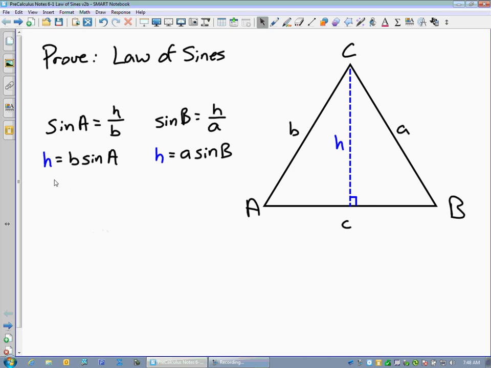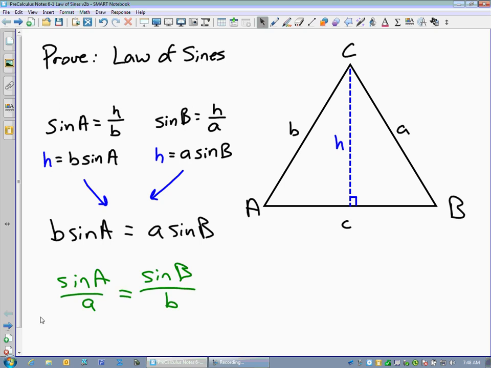So notice how we have H being equal to two different expressions. That means that those two expressions must be equal to each other. Setting them equal, we have B sine A equals A sine B. If we divide both sides by AB, we get some cancellations, and it puts it in the more familiar form of sine A over A equals sine B over B.